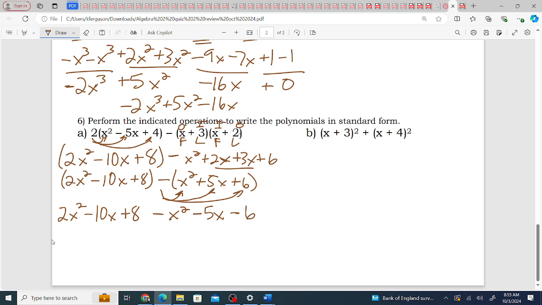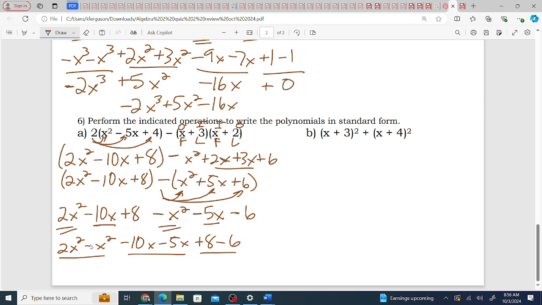So now I've got x squared, x squared. I've got negative 10x, negative 5x. Oops, sorry, got a little ahead of myself. And then I've got 8 and negative 6. So now I just combine my like terms. 2x squared minus x squared. Negative 10x minus 5x plus 8 minus 6.